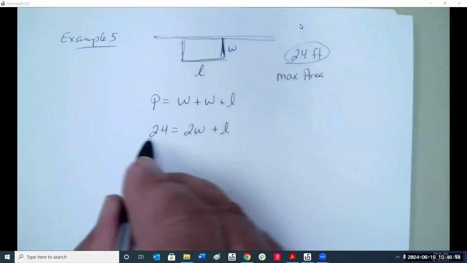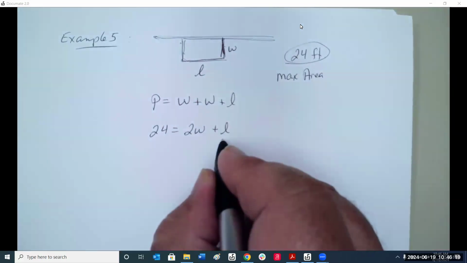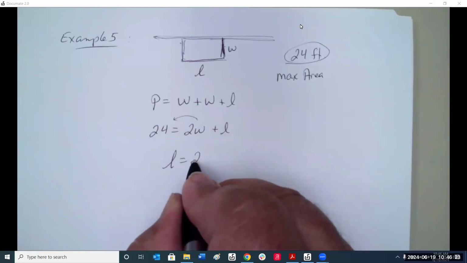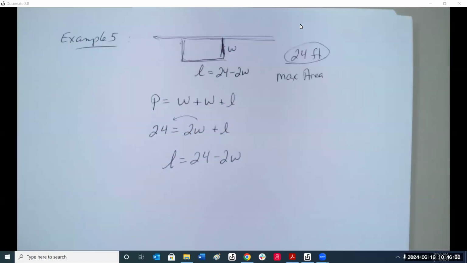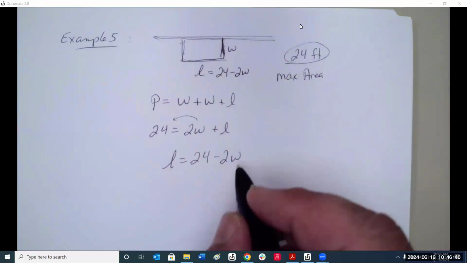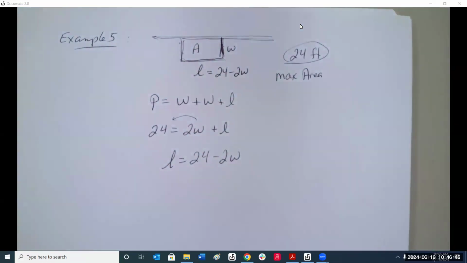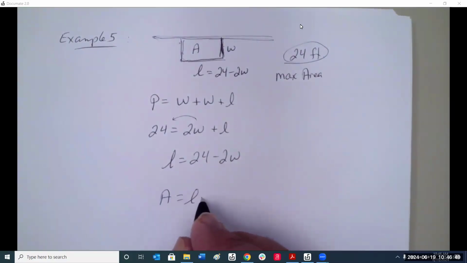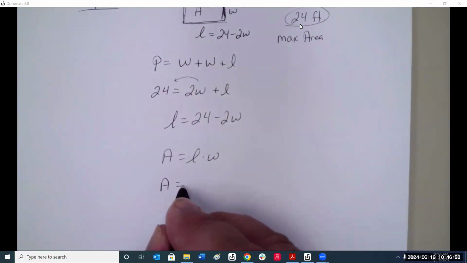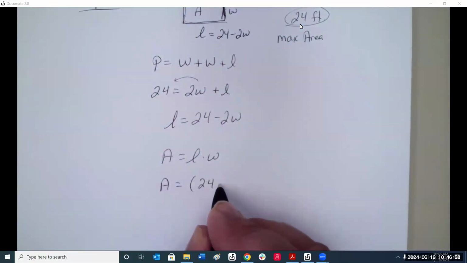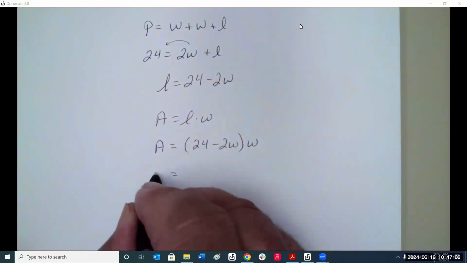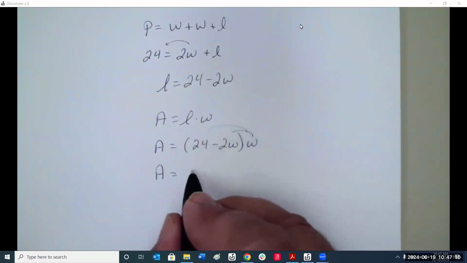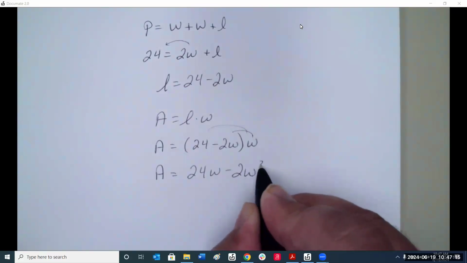So whatever the width is, then I have to find the L. So to find the L, I subtract 2W from both sides. Now I can find the area inside there, since I have the dimensions. So the area is length times width. The length is 24 minus 2W, times W. Get rid of the parentheses, so I have 24W minus 2W squared.